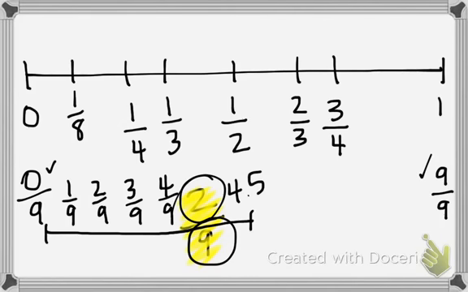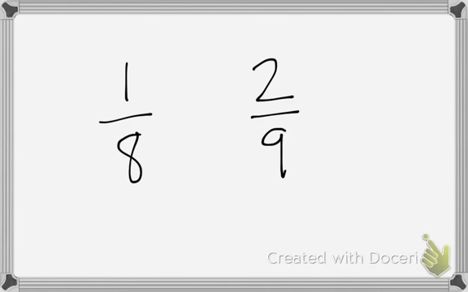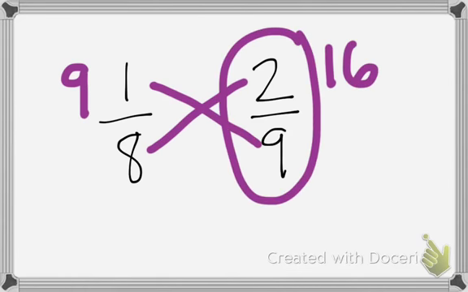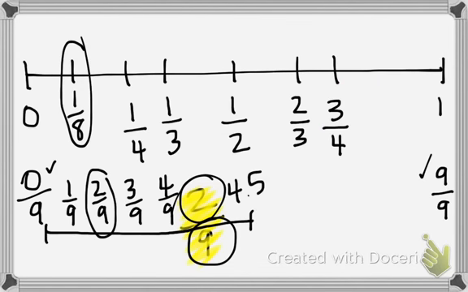Okay, so I'm going to compare my fraction of 2/9 to 1/8. All right, so we're going to do that over here. 1/8, 2/9. We're going to do our cross multiplication. 1 times 9 is 9. 8 times 2 is 16. So 2/9 is bigger than 1/8. So let's go back to our number line, and I know that it's going to be right around in here where 2/9 is going to be. So 2/9, right in there.